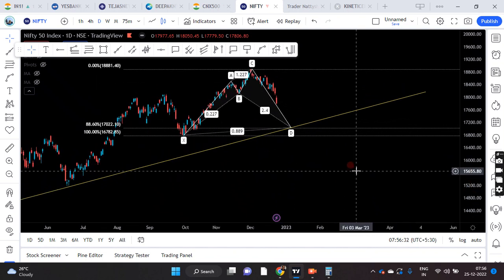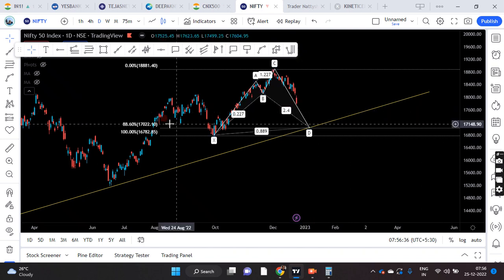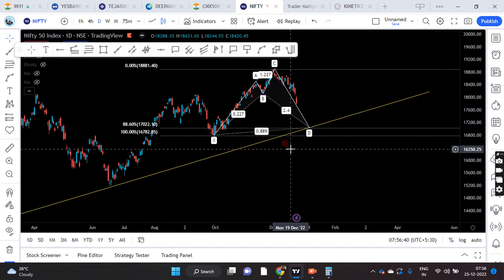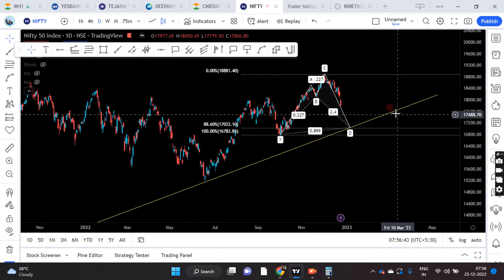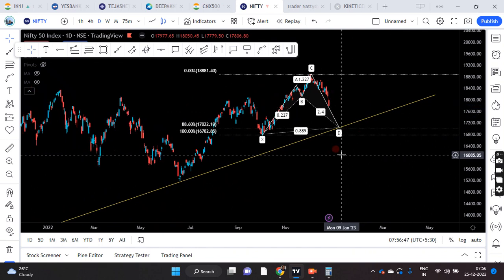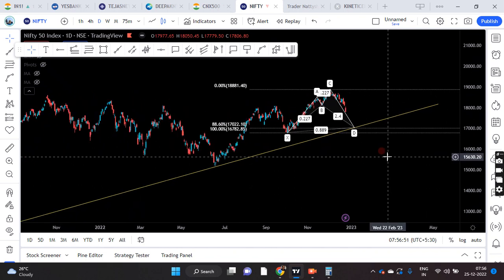So this could be one target. In case Nifty slips further, we can expect reversal at 17,022, which means another good 700-800 points downside is possible. Just be mentally prepared.